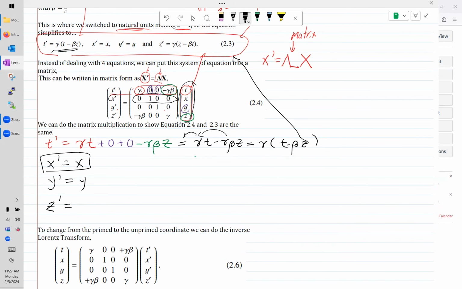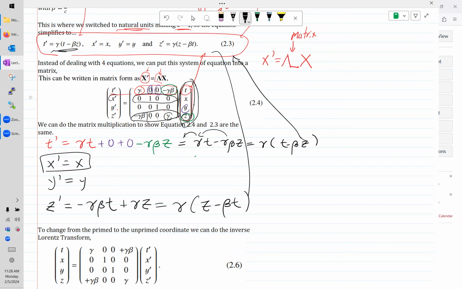The Z prime is the one that's more interesting. I'm taking this row and multiplying by this entire column. So the first element multiplied by the first element here: gamma beta times T. And you have 2 zeros multiplied by the X and the Y, so those just come out 0. Then I need to fix the sign, and then gamma times Z, that's the last element. I'm going to factor out the gamma, reorder things, and hopefully we get exactly the same equation as up here.